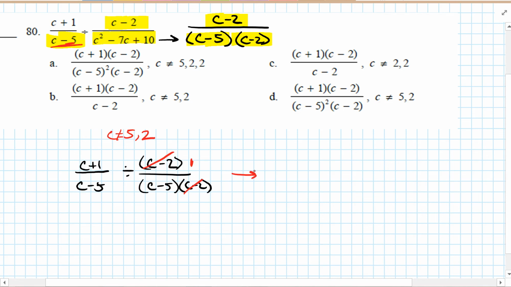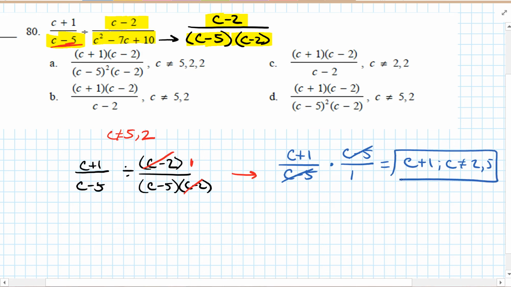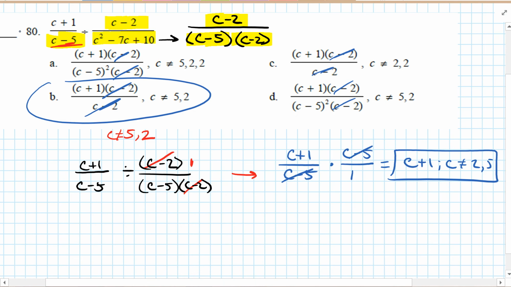Well, to handle dividing fractions, we can just flip the denominator. So (c + 1)/(c - 5) times (c - 5)/1. The c minus 5's cancel, so my answer is c plus 1 with restrictions of c cannot equal 2 or 5. You notice the answers didn't eliminate the c minus 2's, so the correct answer for us is B.